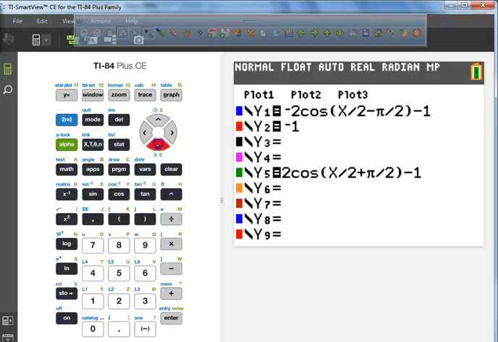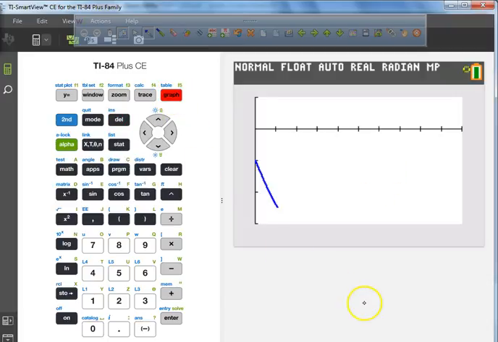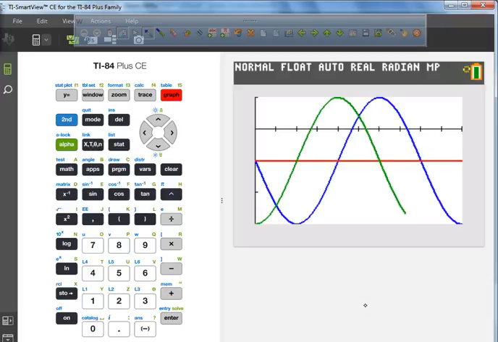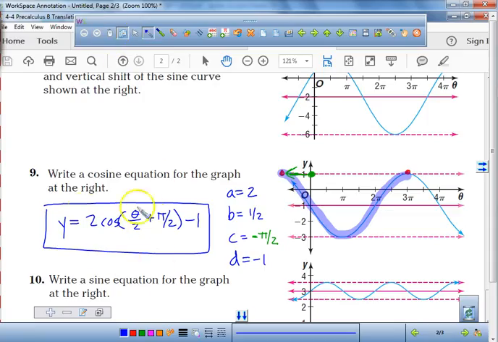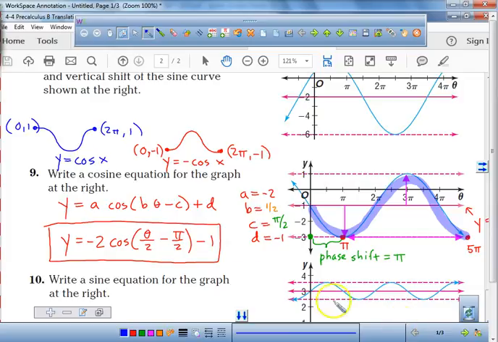Look what happens if I would have messed up at one little tiny aspect of the graph. What if I would have forgotten it was pi over 2 and I just put it was plus pi? Look what happens to the graph. There's your first graph. What stays the same? Does the amplitude stay the same? Yeah. Does the midline stay the same? Yeah. What's the only thing that changed? The phase shift. We messed up on the phase shift. So, what are your two final answers? This could be your answer, or this could be your answer.